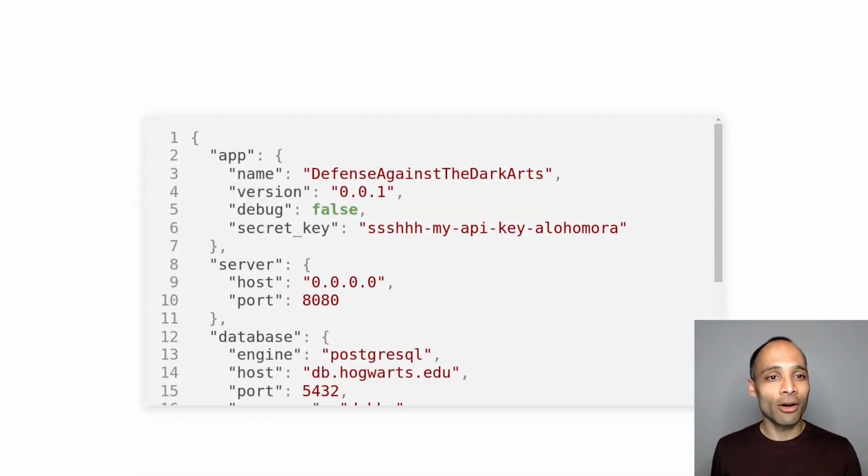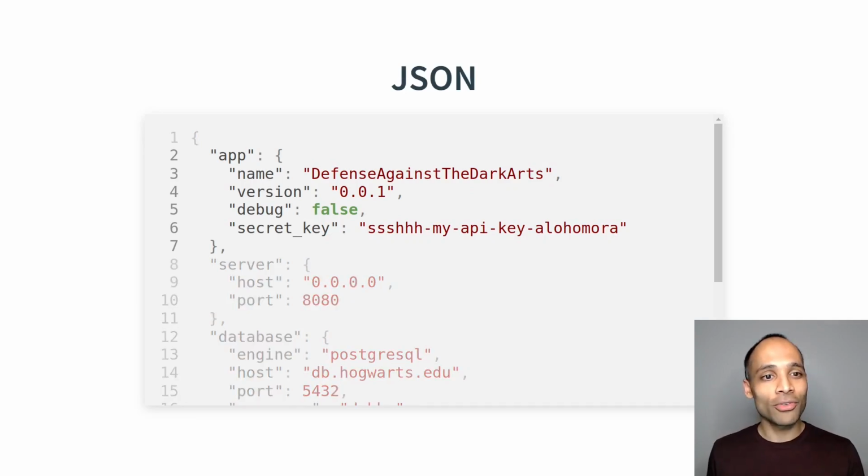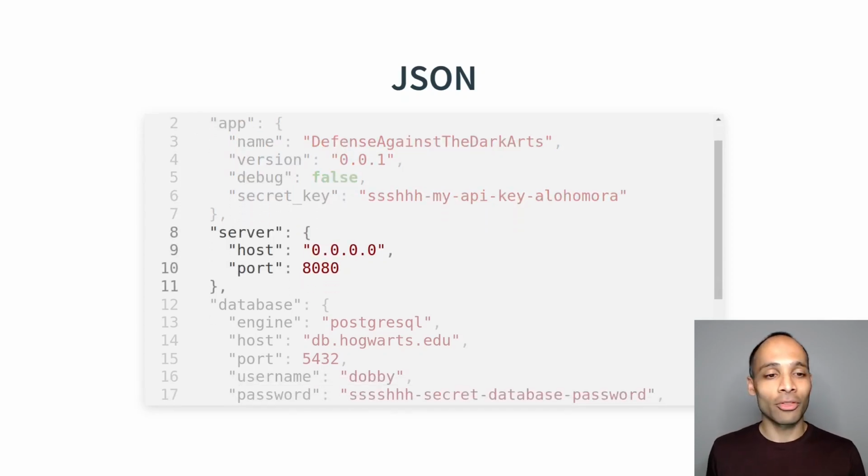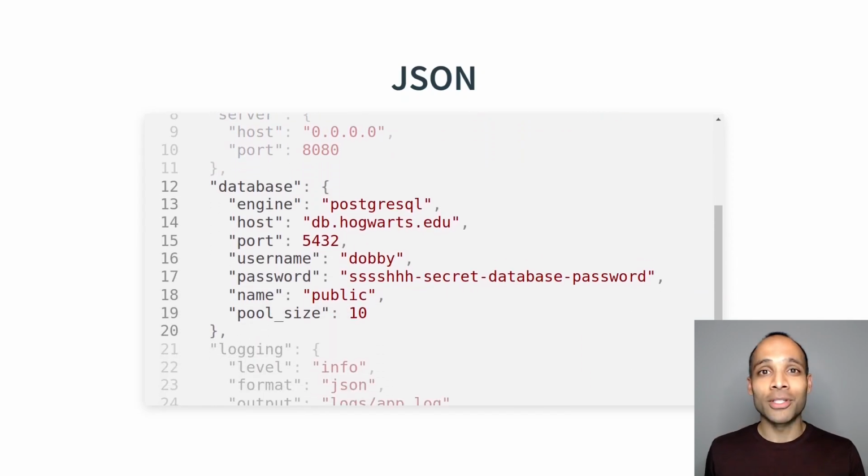Here's an example of a config file for a web app written in the JSON spec. And you can see a few things like the name of the app, the version, if we should have debugging or not. We also see some network settings like the host and the port that the web app will run on. Below that, we see database information, which can be used by the app to make a connection string and connect to a backend database.